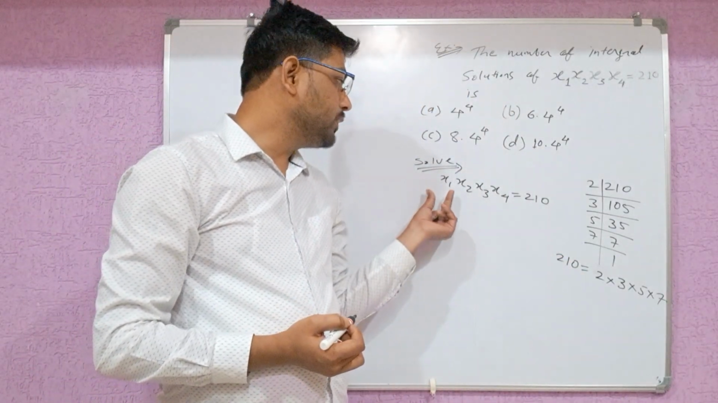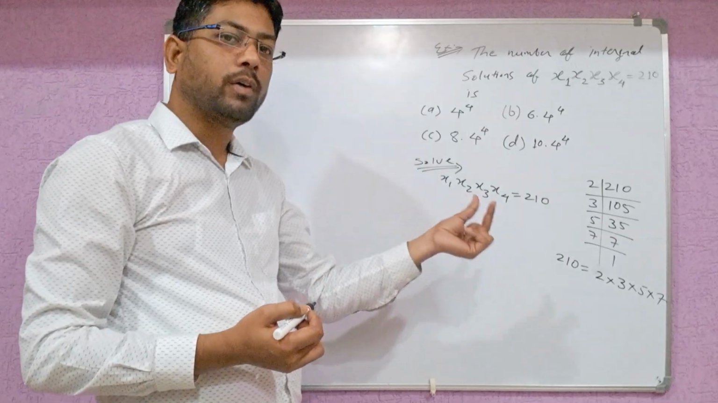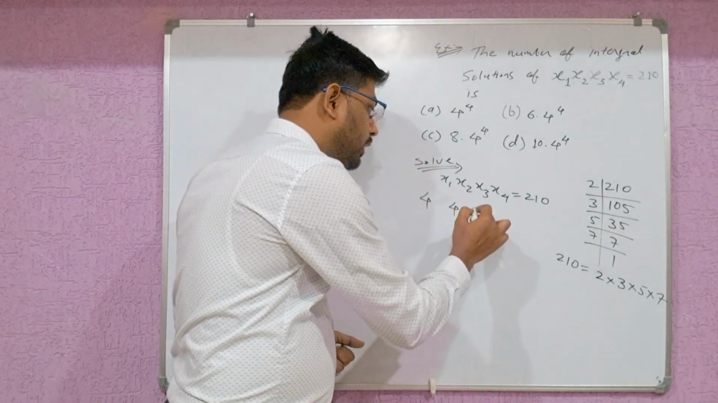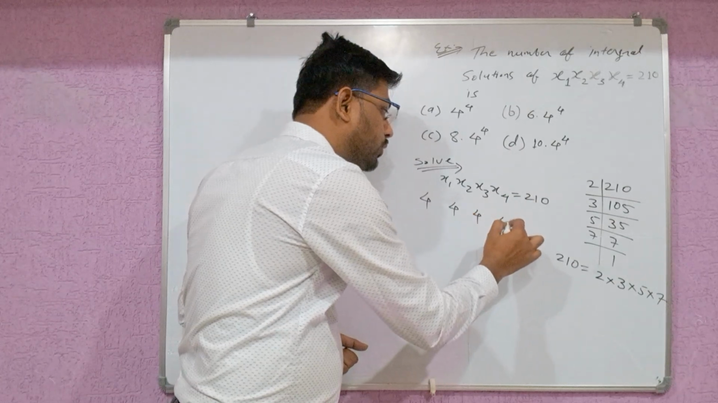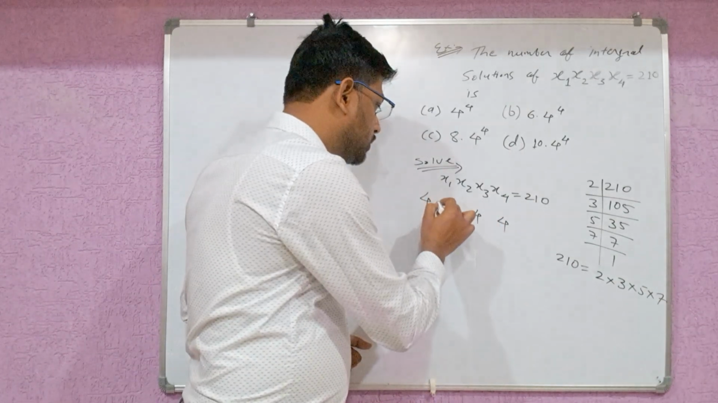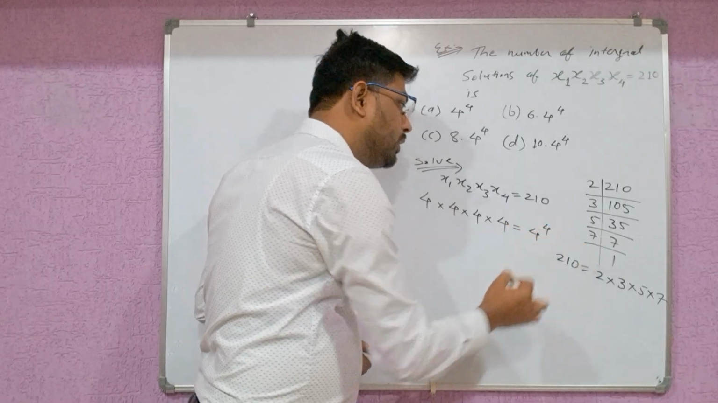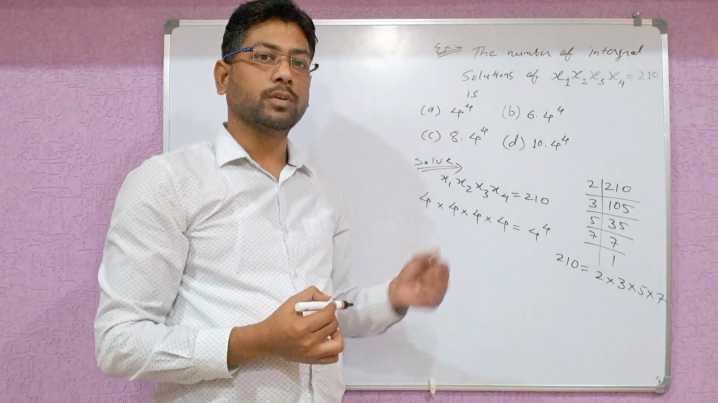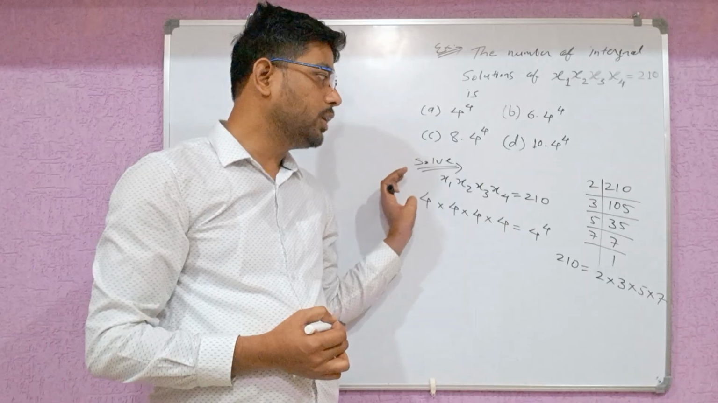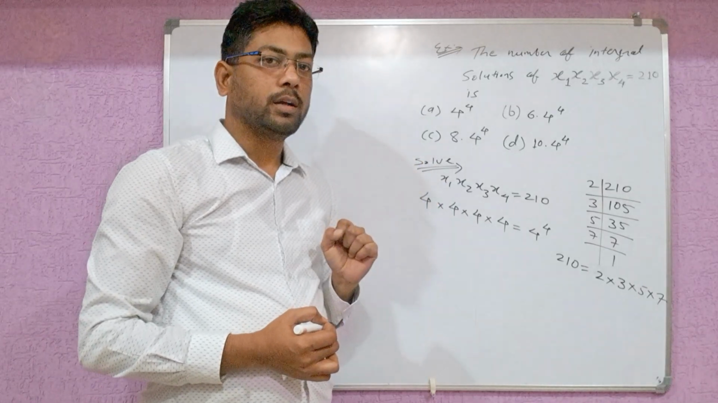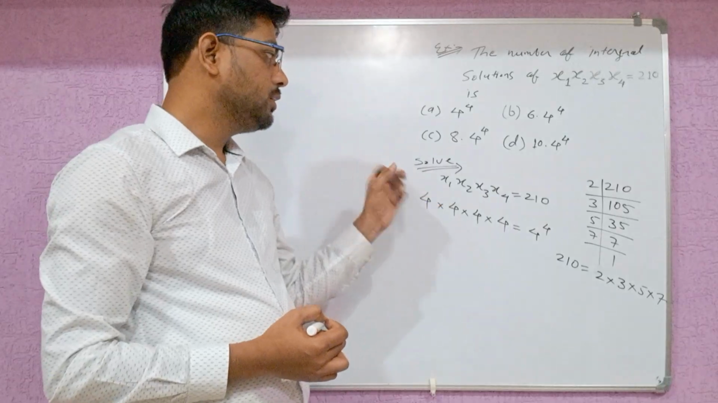Now this x1 can take 4 values: 2 or 3 or 5 or 7. In the same way x2 also can take 4 values, x3 also can take 4 values, and x4 also can take 4 values. So 4 × 4 × 4 × 4, this will be 4 raised to power 4. This will be the solution for this equation. This is one method to find the positive solutions of this one. Now another method we can use.